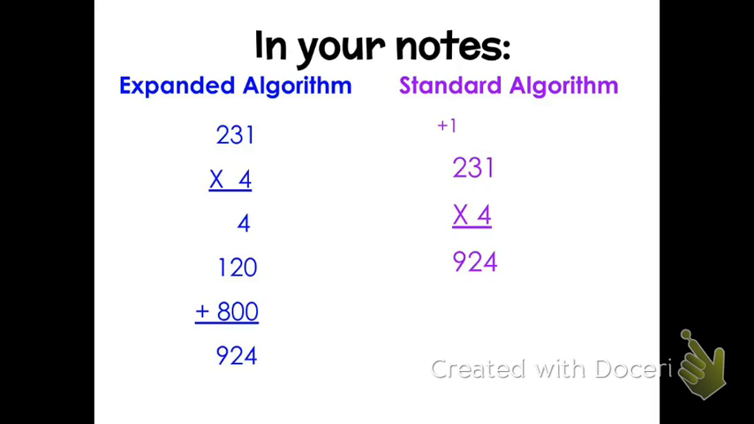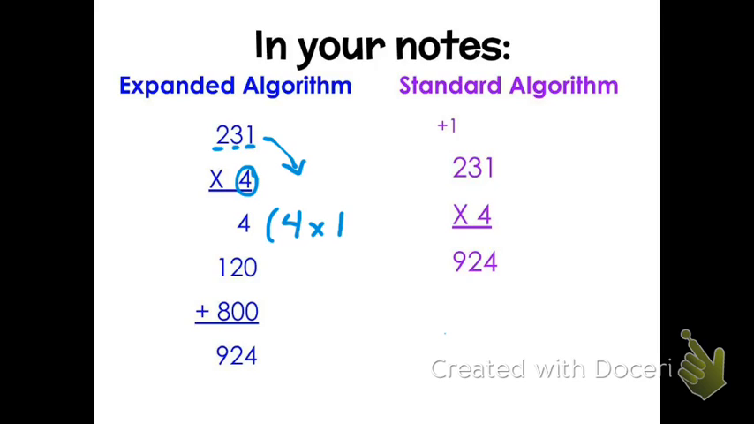In your notes, you have this included as well. We have our expanded algorithm and our standard algorithm. Our expanded algorithm, just like we did with breaking apart, we end up breaking 231 into 3 separate problems. In your notes, I would like for you to add this part now. We will multiply our 4 times each one of the place values in the larger number.